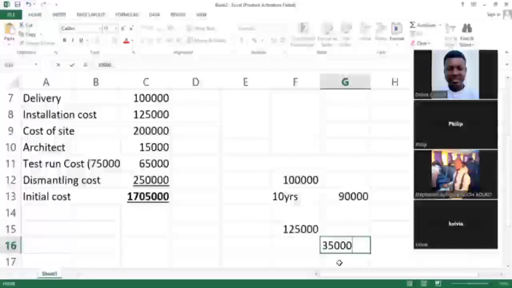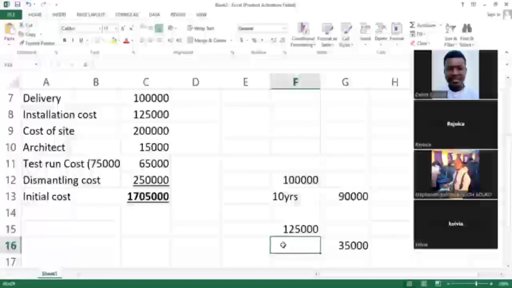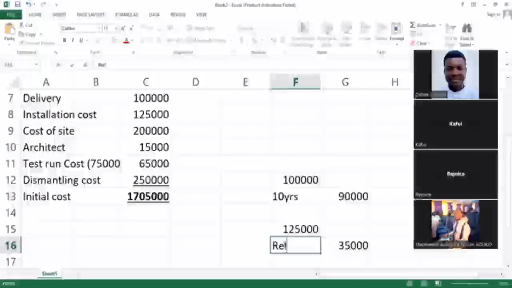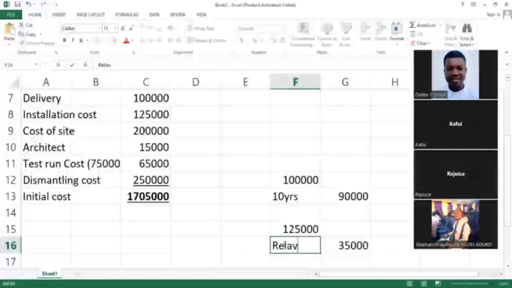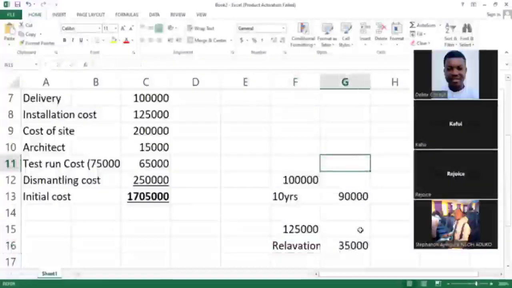The actual value should have been 90,000, but they are now saying it's 125,000. Is that a decrease or an increase? It's an increase in assets. So, increase. What, surplus or gain? Revaluation surplus.